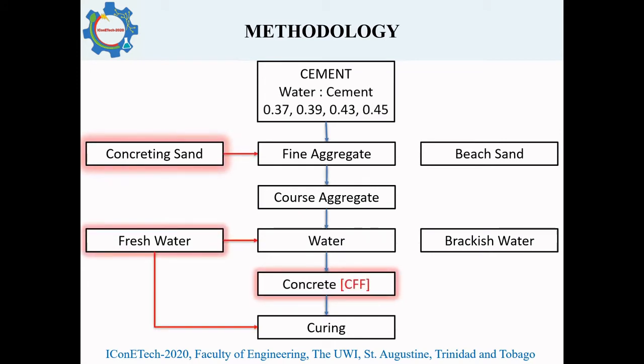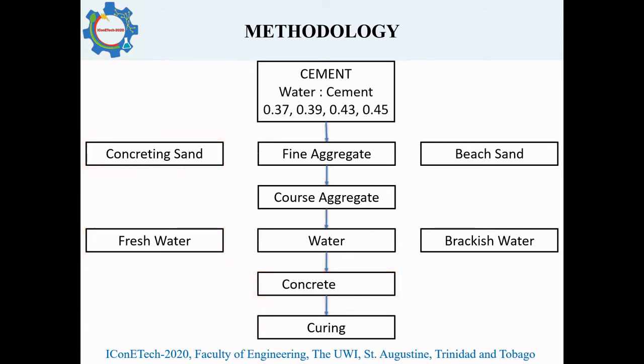Concreting sand as the fine aggregate, fresh water as the mixed water, and fresh water as the curing water. This concrete mix design was designated by the code CFF. The first letter of the concrete mix designation represents the aggregate, either C for concreting sand or B for beach sand. The second letter represents the mixed water used, either F for fresh water or B for brackish water. And the third letter represents the curing water used, either F for fresh water or B for brackish water.